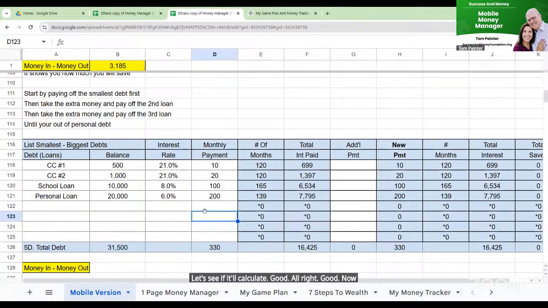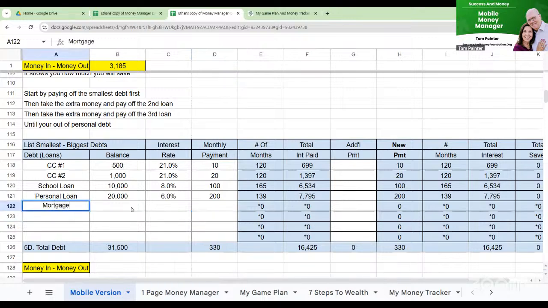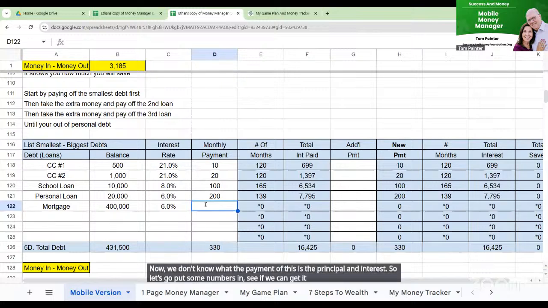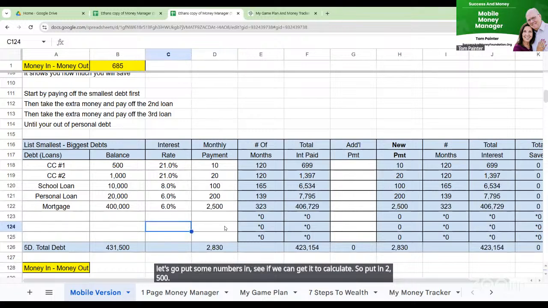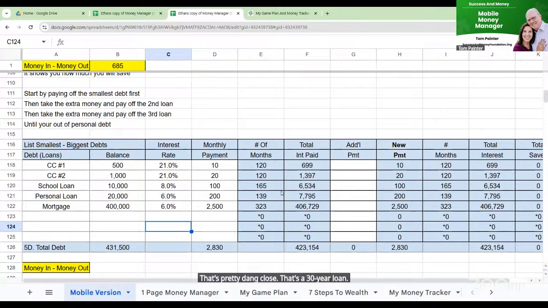Now we got a mortgage. You got a house, so let's go put a mortgage on there. Let's say it's 400,000 at 6%. Now we don't know what the payment is. This is the principal and interest, so let's put some numbers in and see if we can get it to calculate. Put in 2,500. Might be about right. That's pretty dang close. That's a 30-year loan.